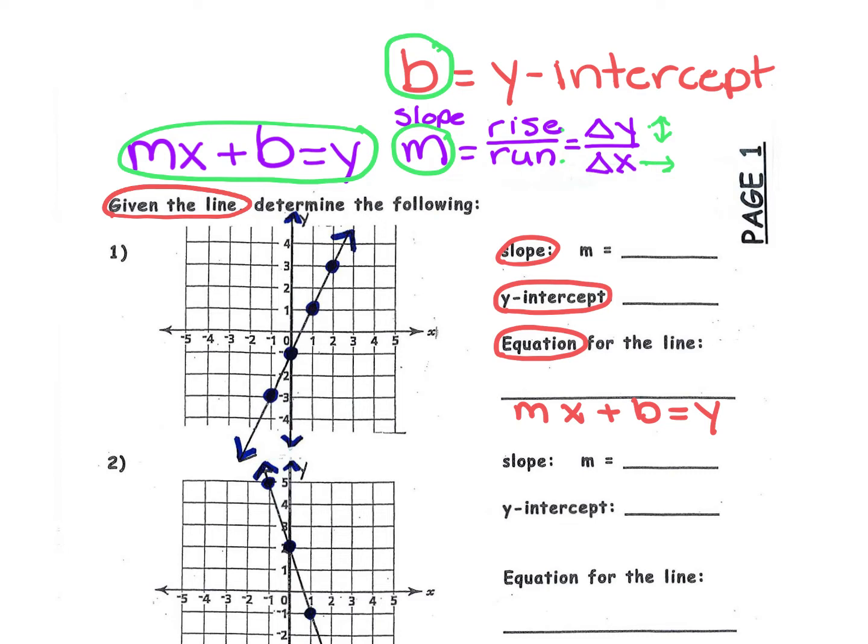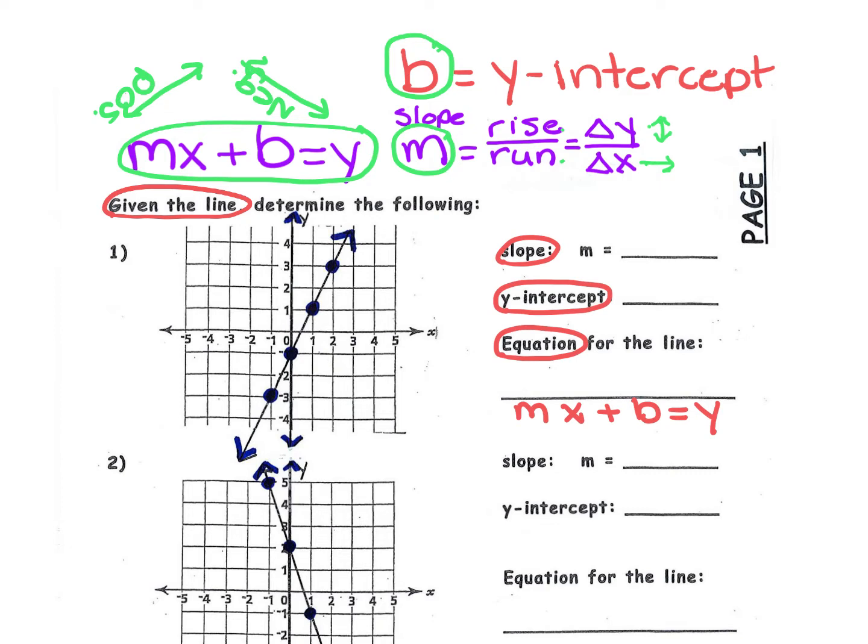Keep in mind that when the line, moving your eyes from left to right, goes uphill, that is going to be a positive slope. But when a line travels downhill from left to right, that is going to be a negative slope.